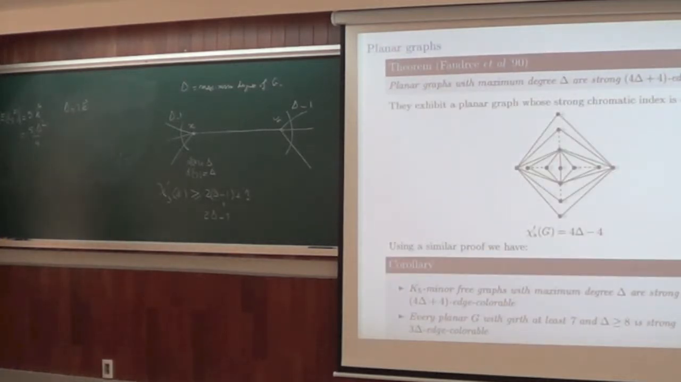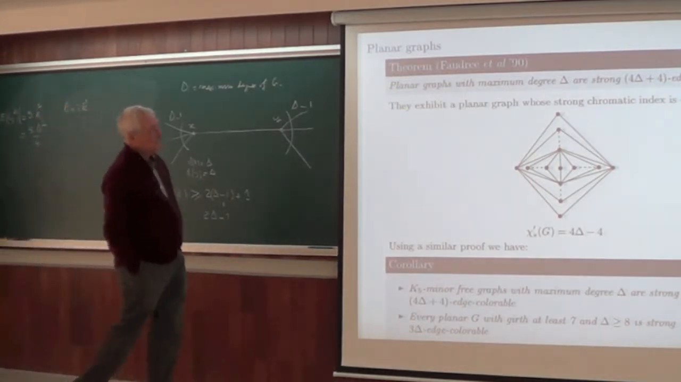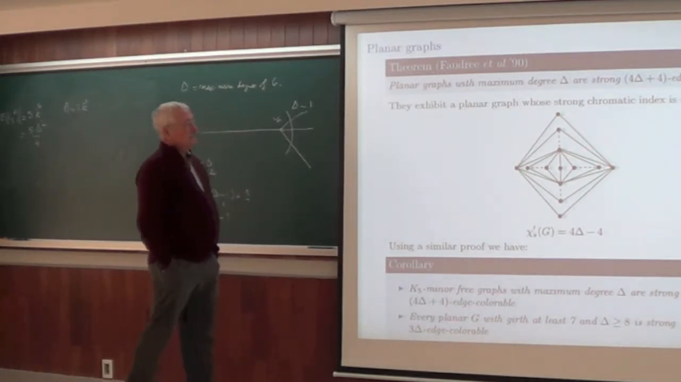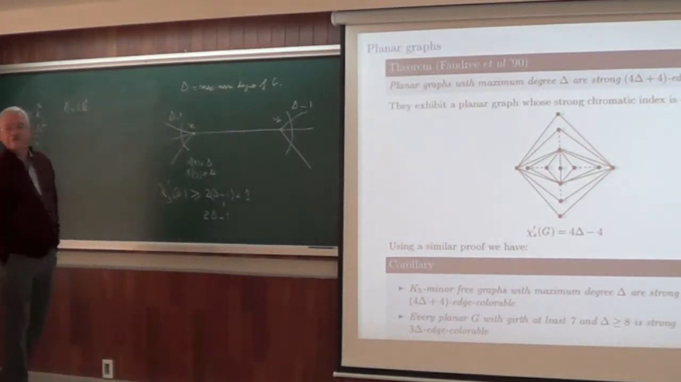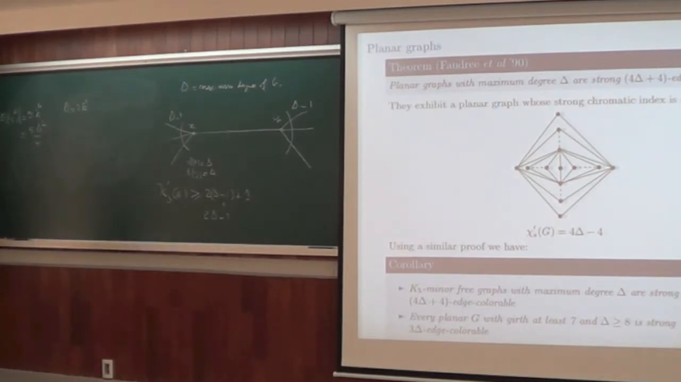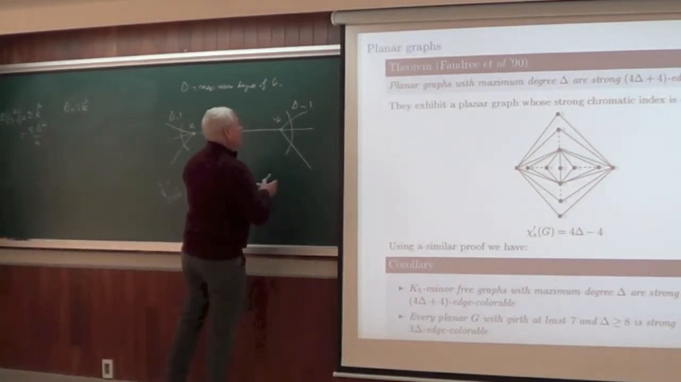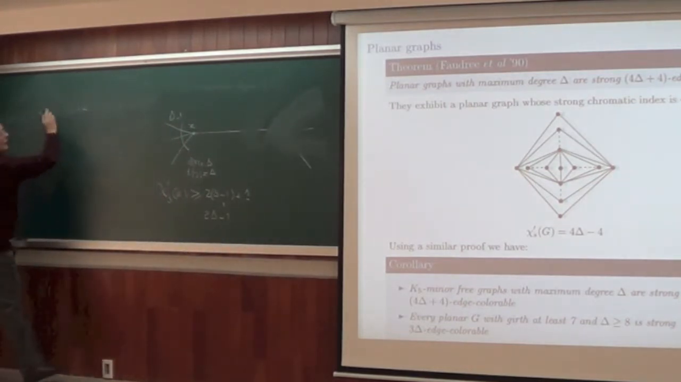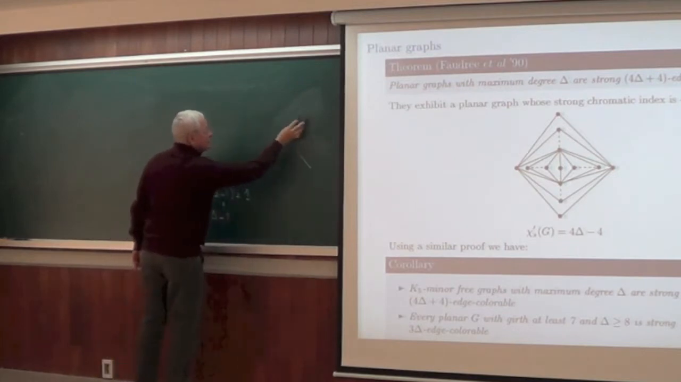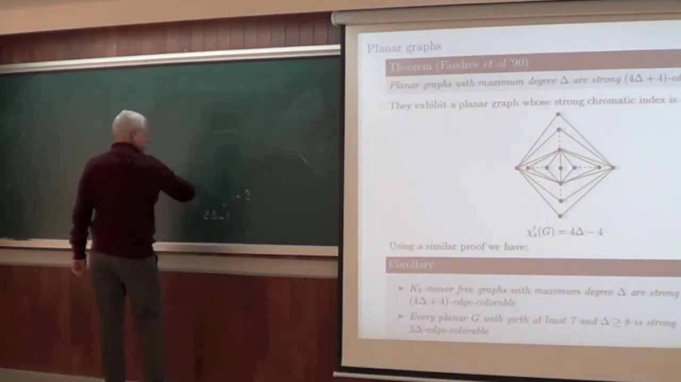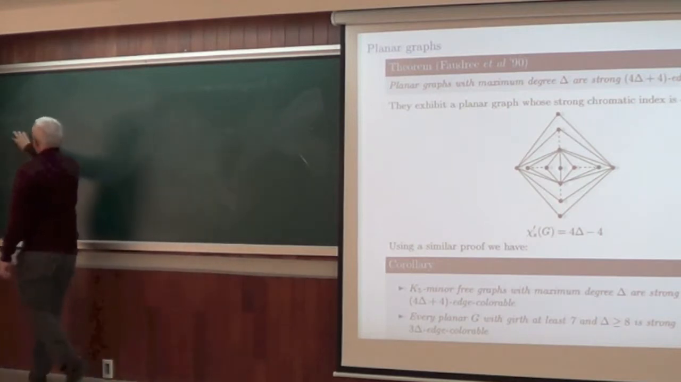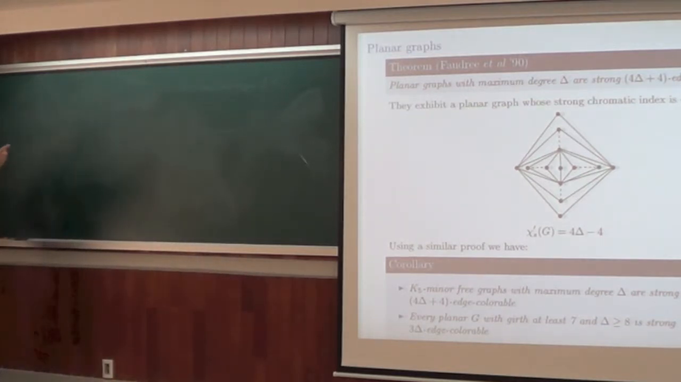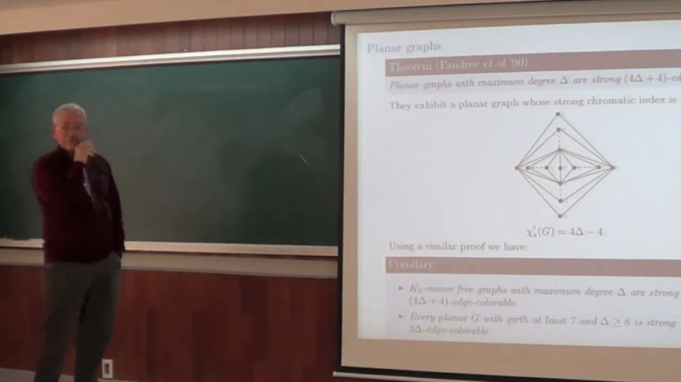And Faudree et al. proved that if a planar graph has maximum degree delta, then the strong chromatic index of the graph is at most 4 delta plus 4. And it is a very nice proof. So I think that we'll do it for you. The proof is very simple, and I think that you will see the beauty of this theory of coloring. So how do we prove this 4 delta plus 4?